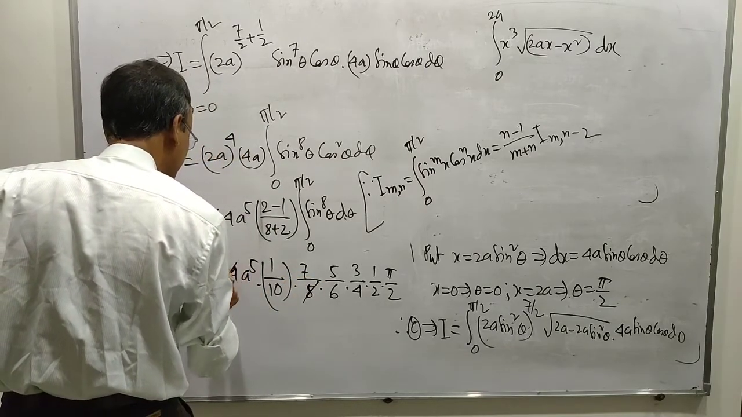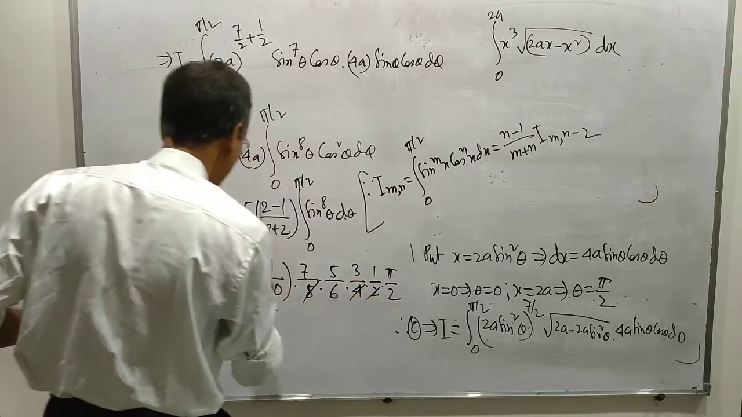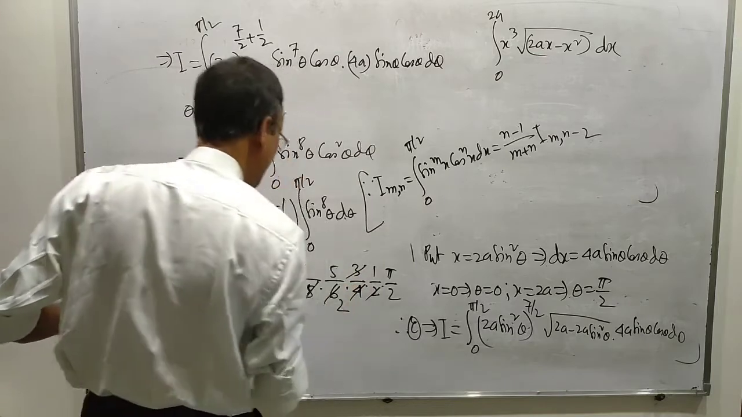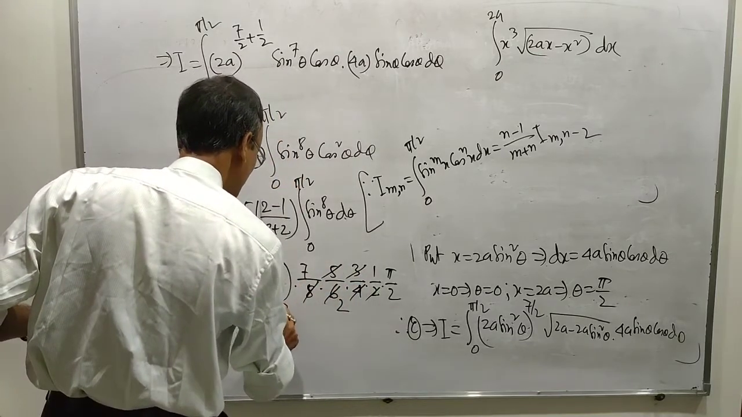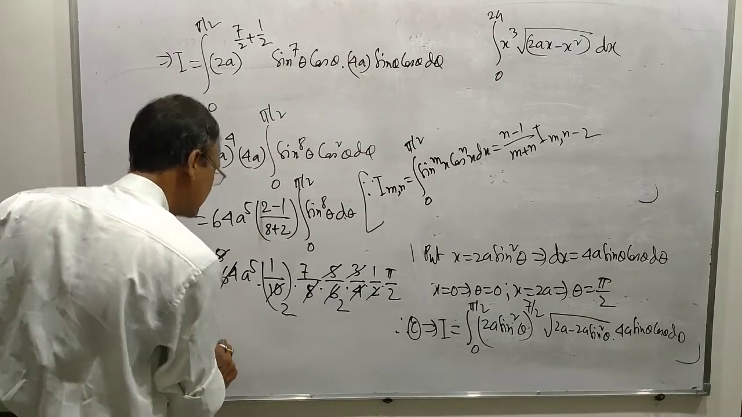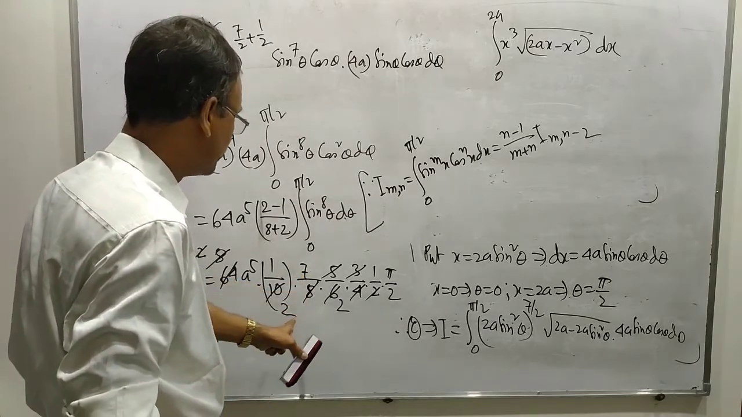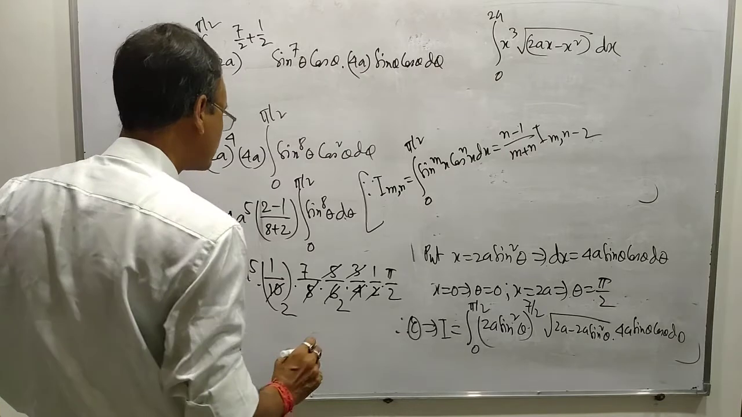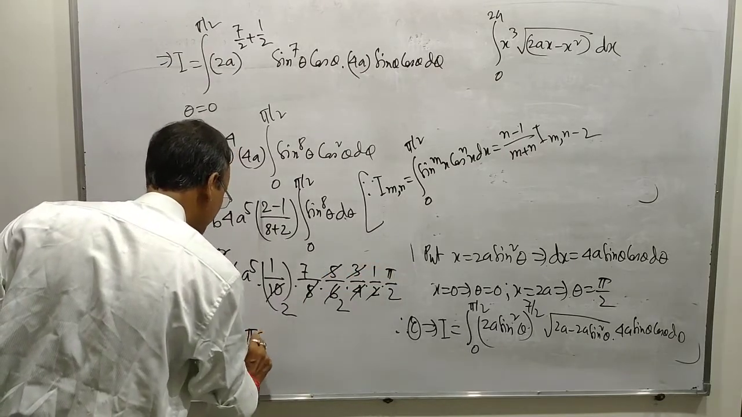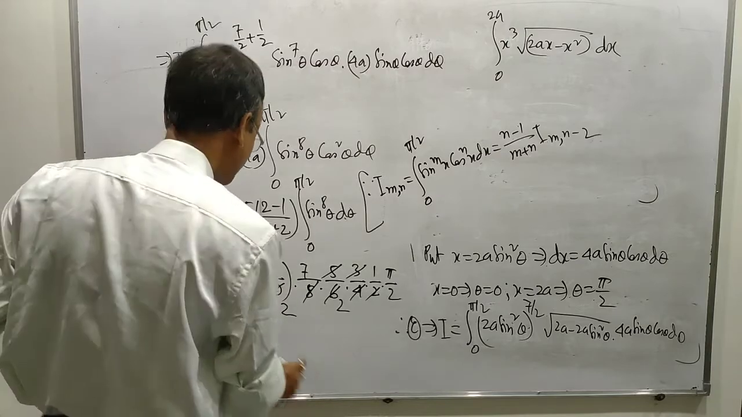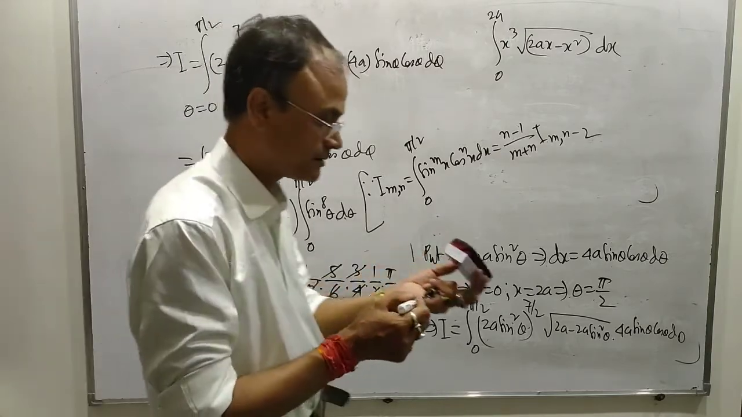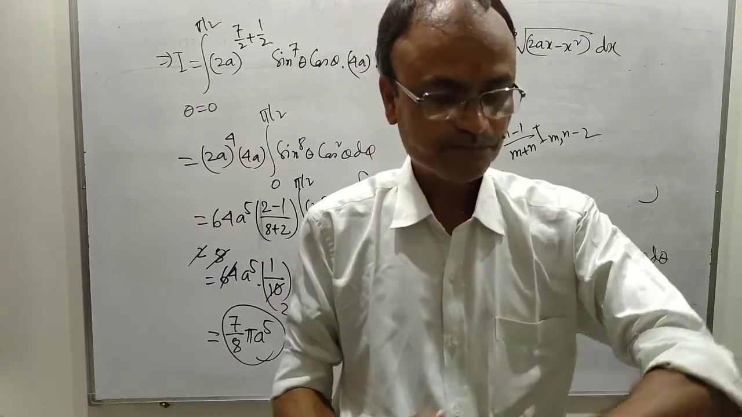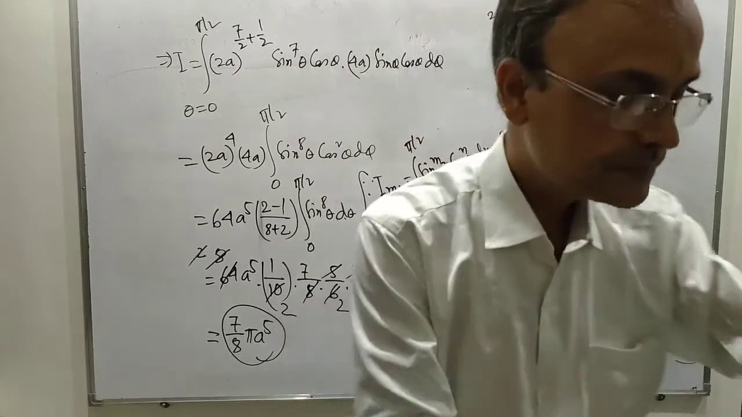8 8, 4 2, this cancelled. Also 3 here, 2 cancelled. 5, 2. Finally you will get 7 divided by 2 into 2 into 2. 7 by 8 pi a to the power 5. Right? 7 by 8 pi a to the power 5. The same result will be obtained in this way. One way.